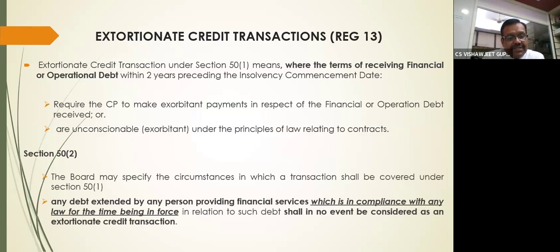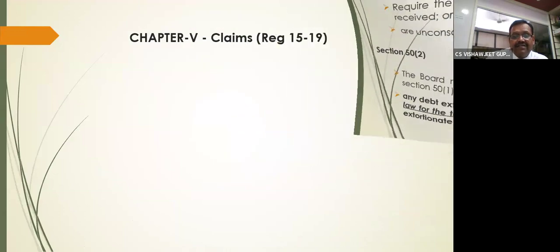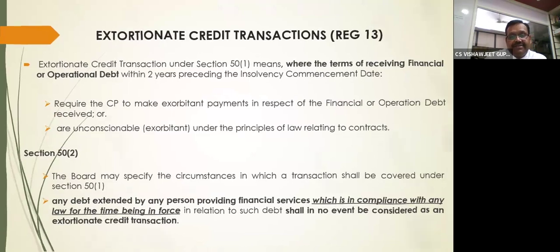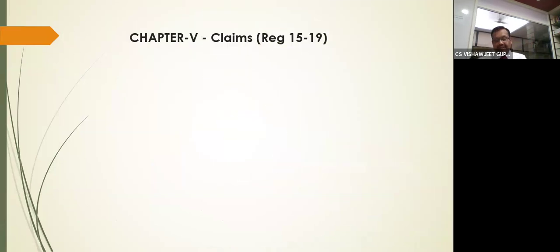Section 50 subsection 2 says the Board may specify the circumstances in which the transaction shall be covered under Section 50 subsection 1. So any debt extended by any person providing financial services which is in compliance with the law for the time being in force in relation to such debt shall in no event be considered as extortionate credit transactions. So this was related to extortionate credit transactions, which you will have to keep in mind while going through the voluntary liquidation process. Now, Chapter 5 deals with the claims, Regulations 15 to 19.